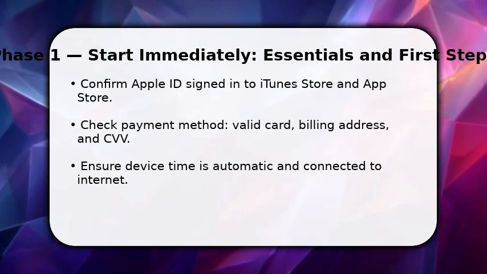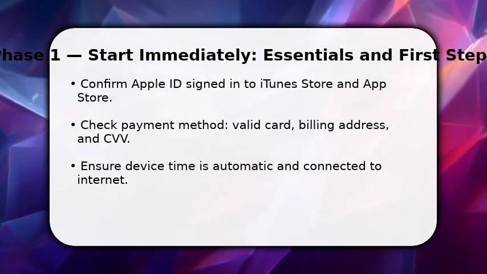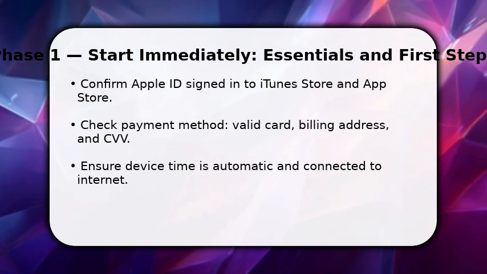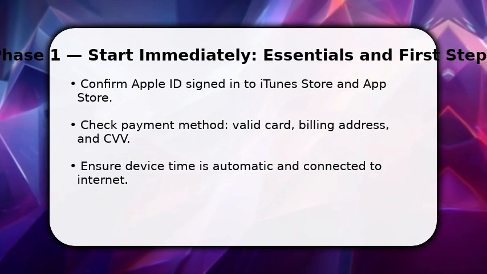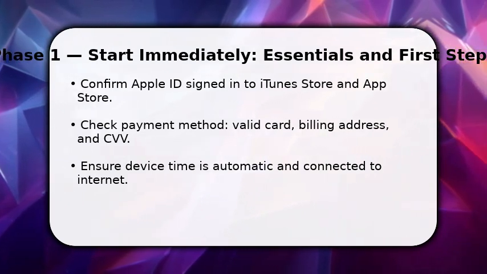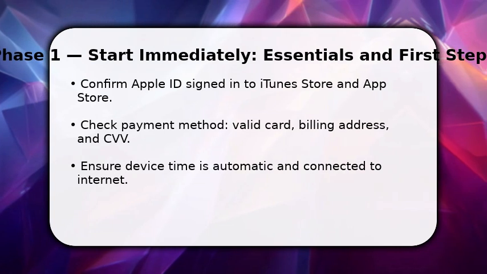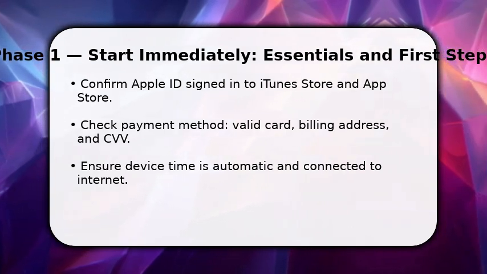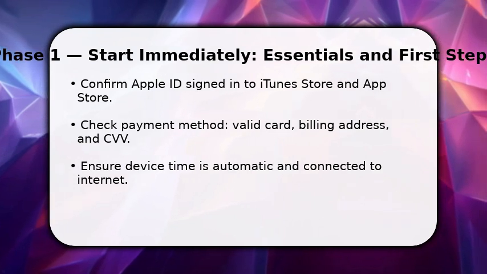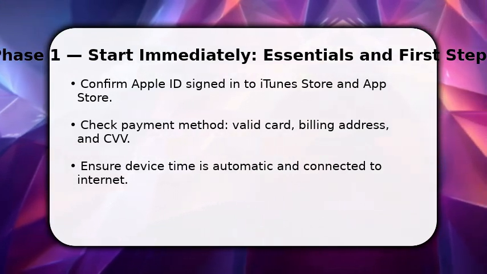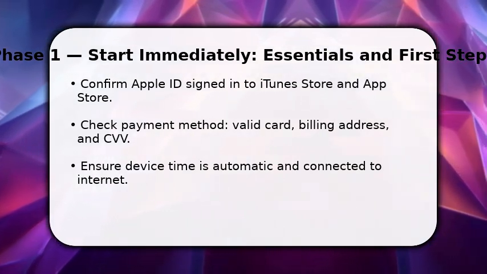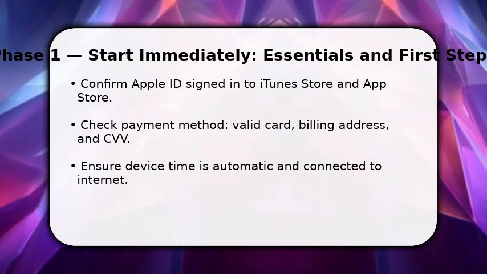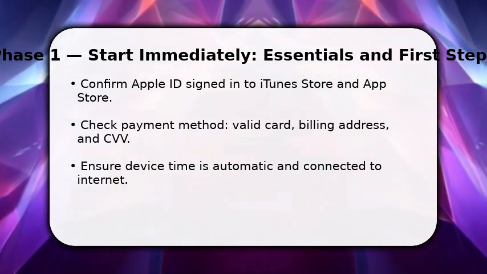You start by confirming the essentials. Sign into the iTunes store with your Apple ID and verify the payment method is current and matches the billing address. Once done, make sure device time is set to automatic and Wi-Fi or mobile data is stable. Inconsistent time or offline status often blocks purchases. If you use a VPN, disable it now because it can trigger regional checks. Now, restart the iTunes or App Store app to apply any authentication changes and proceed to the next steps.